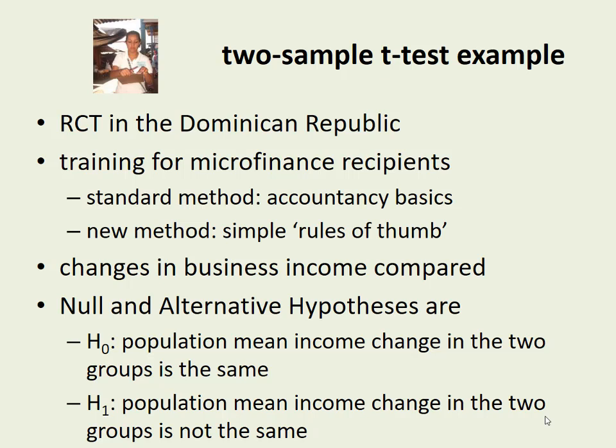Instead of teaching them double column accountancy using formal methods, there were just a few simple rules of thumb, like check your money once a day or once a week, and check your outgoings once a week, and so on. And then they compared the change in business income.